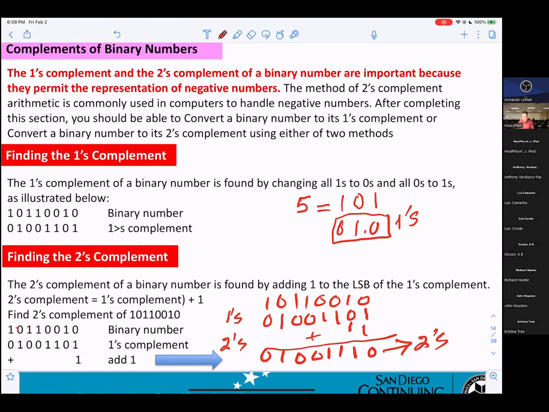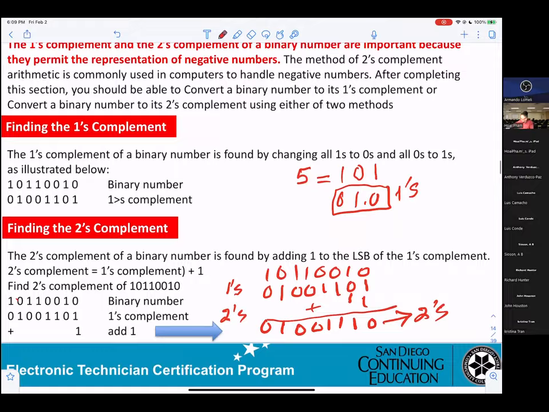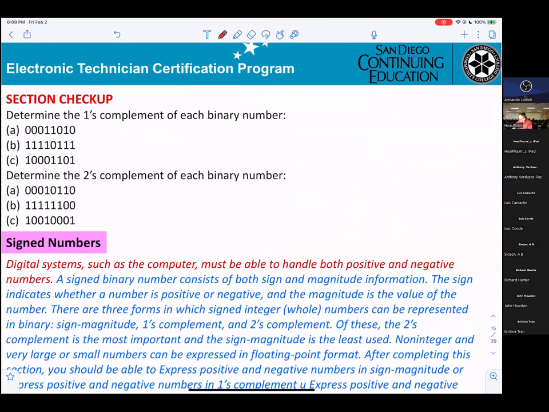Very simple to get the first complement. Converting binary 0 to 1, 1 to 0. If you want the second complement, first thing you need to find the first complement. Then you add 1. That's how you get the second. So, for section 6 up here, you think you can do it easy, right? No big deal. Find the first complement for these. Another one, they want the second complement. First thing you have to get the first complement. Then you add one. You get the second complement.